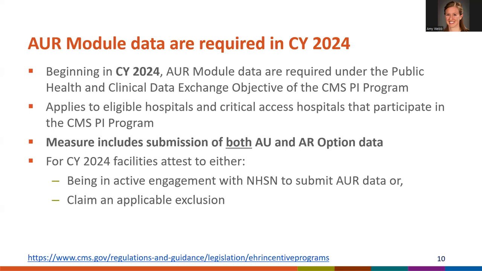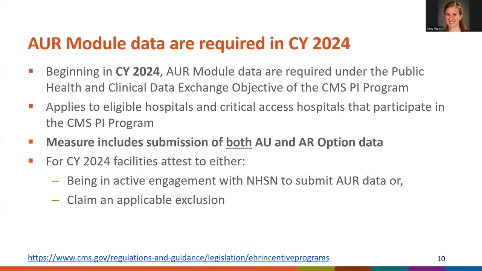And it's really important to remember that for CMS purposes, this measure includes submission of both AU and AR option data. Historically, and in NHSN, you'll see that there are two separate options, and we've often said you can do one or the other. They're not tied together, but for the purposes of the PI program, you have to do both.